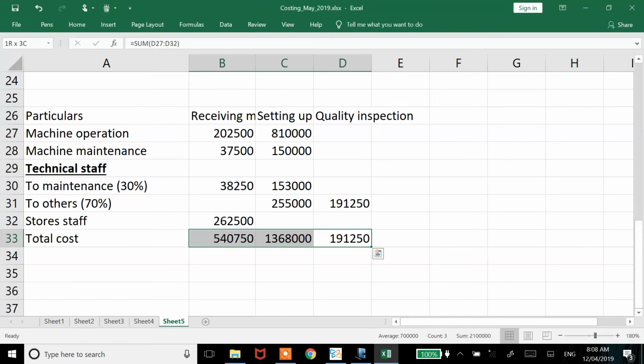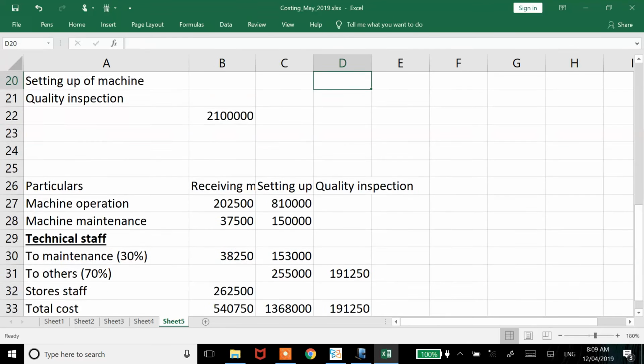is this, and this should add up to 21 lakhs. Earlier 21 lakh was 4 costs, now 21 lakh is 3 activities. Earlier it was 4 different costs, now it is 3 different activities. Any doubts on this part? Clear? Now I go back to the earlier working note.